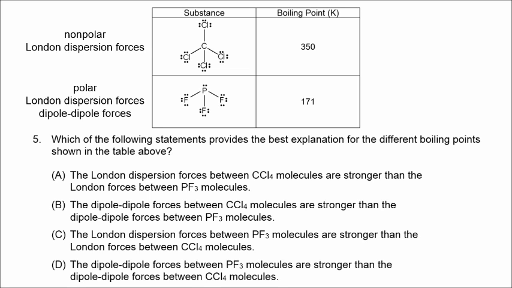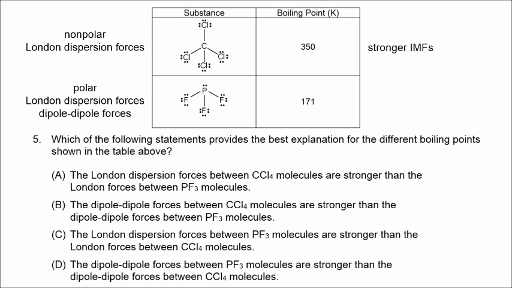But we have to make an argument for why CCl4 has the higher boiling point. So what about CCl4 would give it stronger intermolecular forces? We're down to the choices of either A or B, because C and D are talking about why PF3 has stronger forces. That's not going to support the argument.